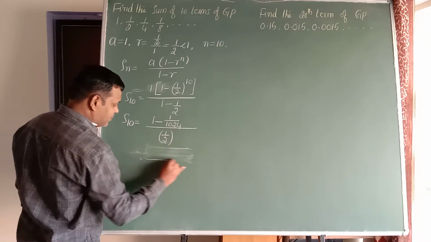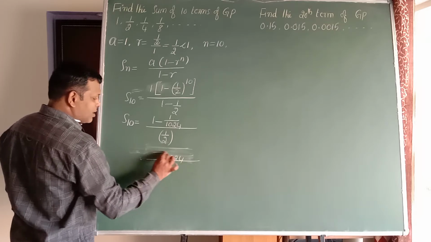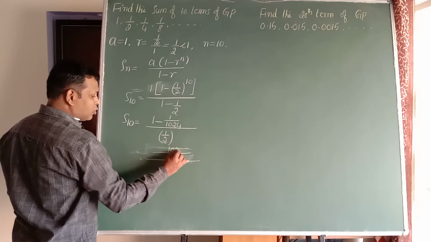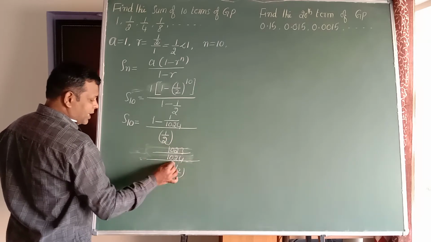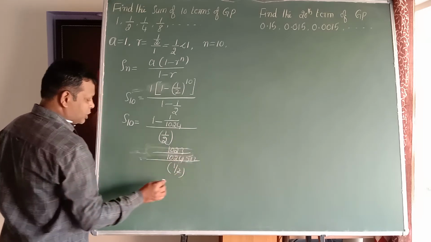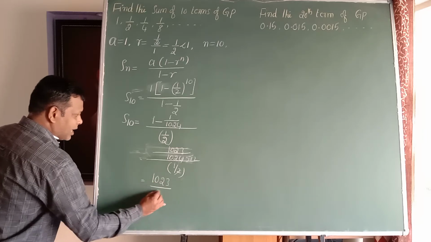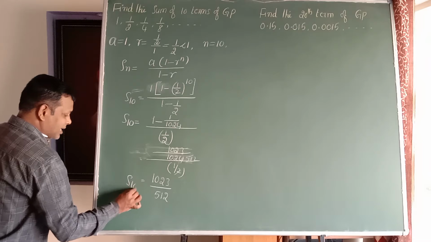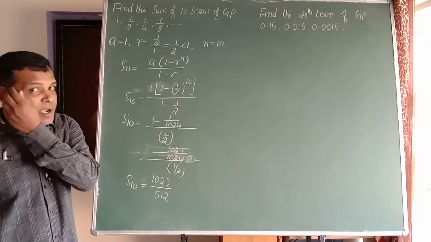After taking the LCM, 1024 is the LCM. Cross multiplying and subtracting 1, you will get 1023. So the whole is divided by 1 by 2, so the 2 goes to the numerator. So the answer will be 1023 divided by 512. This is S10. Got my point?